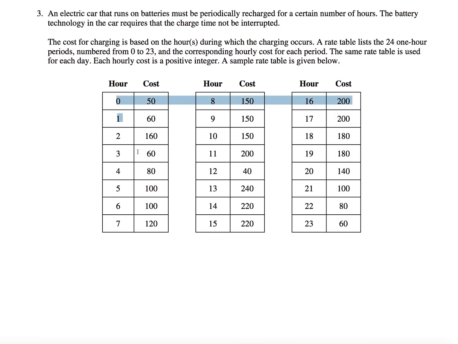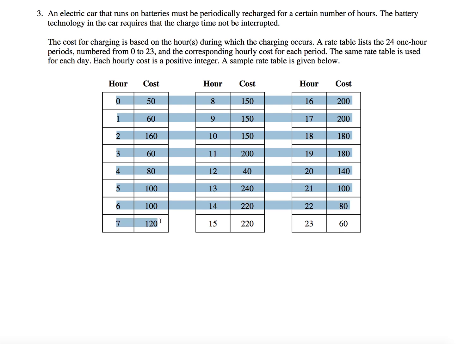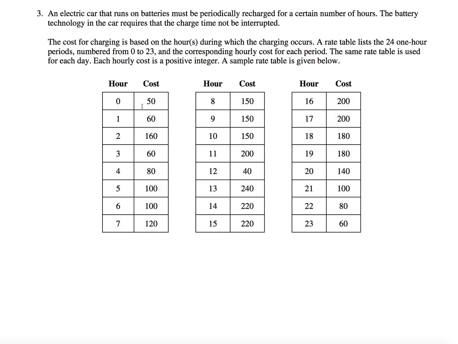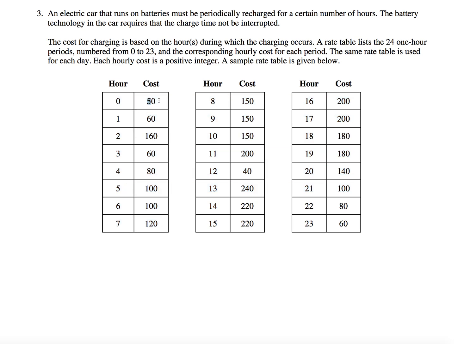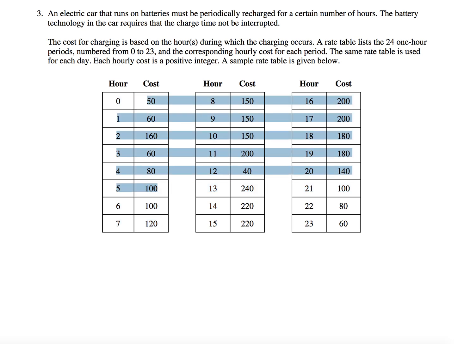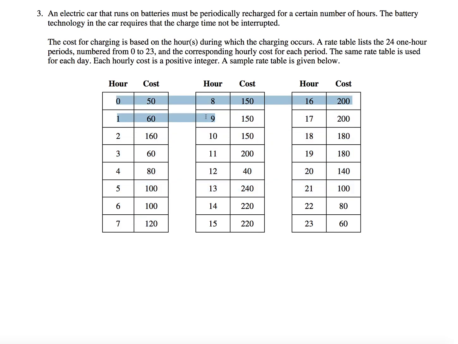It's going to try to find the 8-hour block in the table that minimizes the cost. Okay, and the way we're going to do this is with a brute force algorithm. What we're going to do is 0 to 8 hours: 1, 2, 3, 4, 5, 6, 7, 8. Yeah, that's right, 0 to 8.